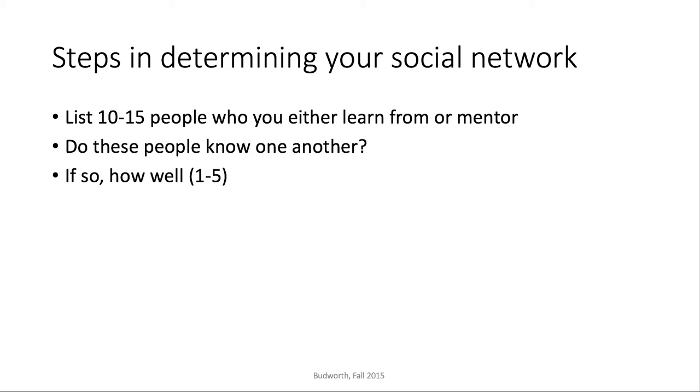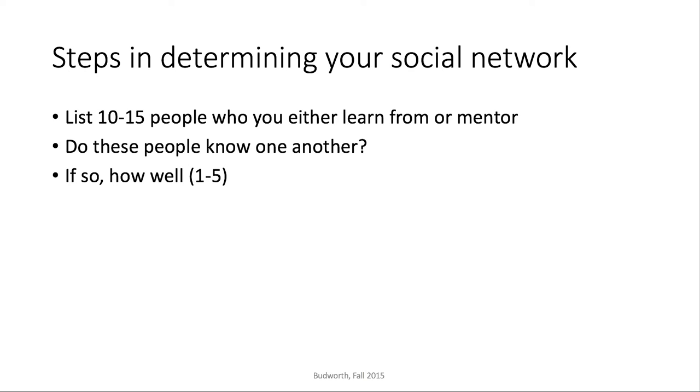So first, steps in determining your social network. Take a scrap piece of paper and list 10 to 15 people who you either learn from or mentor, people that you know, people that have information or resources. Now, I have put here learn from or mentor, but you can change that to anything. So people who you go to for information, people who you go to for advice, people who have jobs, who might have access to jobs. It can be anything that links you to people, any characteristic or category of relationship.